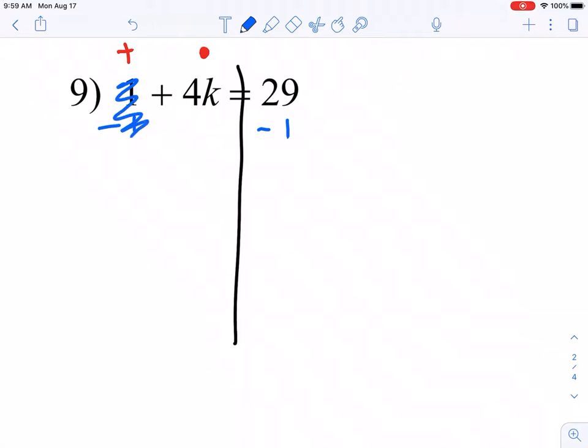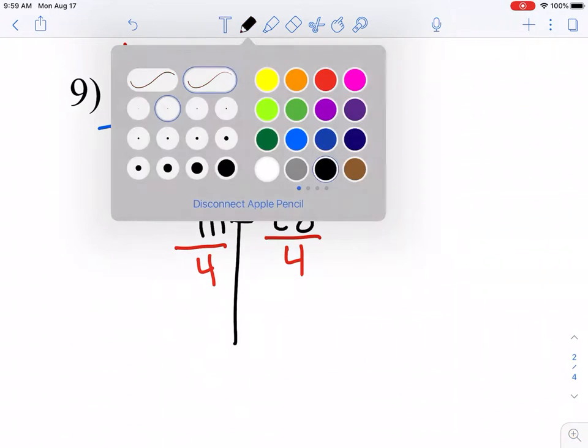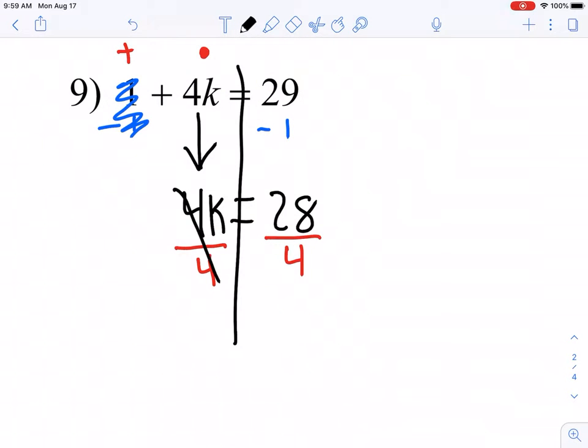That makes that cancel out. It becomes 0, right? 1 minus 1 is 0. And then I can rewrite 4k equals, and 29 minus 1 gives me 28. Now I can take care of my multiplication. The way I get rid of a 4 that is multiplying with k is to divide it. Those cancel out to give us 1k equals 28 divided by 4. That's how I read that. 28 divided by 4, which gives us 7.